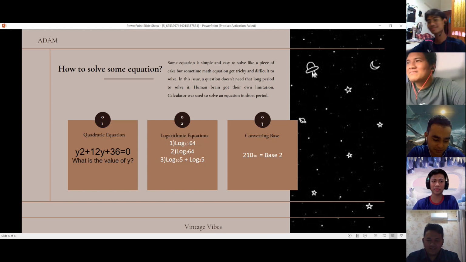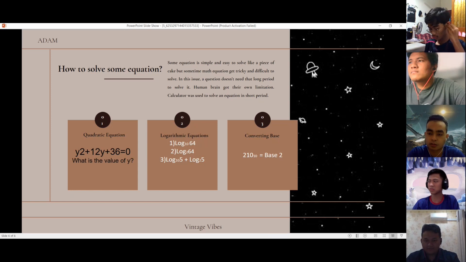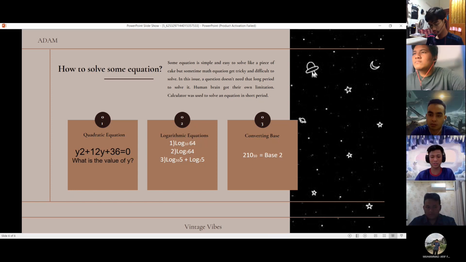Let's see. So the second question, which is log base 2 of 64. How we solve it? We just make log 64 divide by log 2, and we have like this.